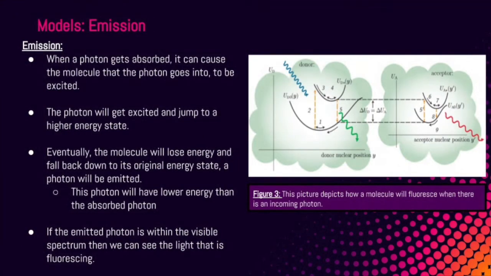To model emission, Figure 3 demonstrates how photon absorption causes molecules to jump to higher energy states. When they lose the energy and fall back down to the original energy state, a photon is emitted. The emitted photon has a lower energy than the absorbed photon, and it will be either released into the environment, which Figure 3 shows with a green wave, or absorbed by another molecule, which Figure 3 shows as the black dashed horizontal lines. This emittance of a photon is what causes certain materials to fluoresce.